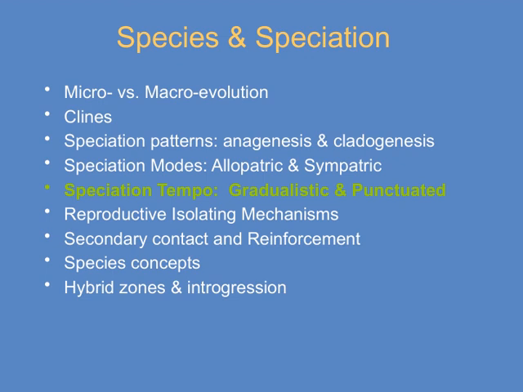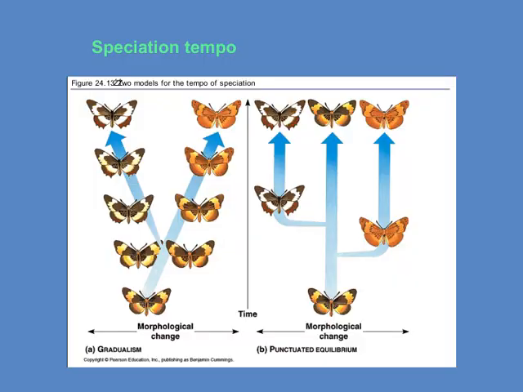All these concepts are interconnected and help us understand the complex processes driving the diversity of life we see around us. Let's take a closer look at speciation tempo. When we talk about tempo, we're referring to the rate or speed at which speciation occurs. Some species diverge very rapidly, sometimes within just a few generations, especially in response to strong environmental pressures or reproductive barriers.